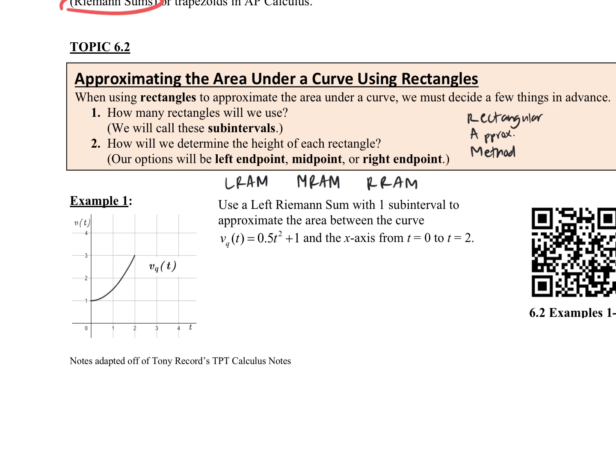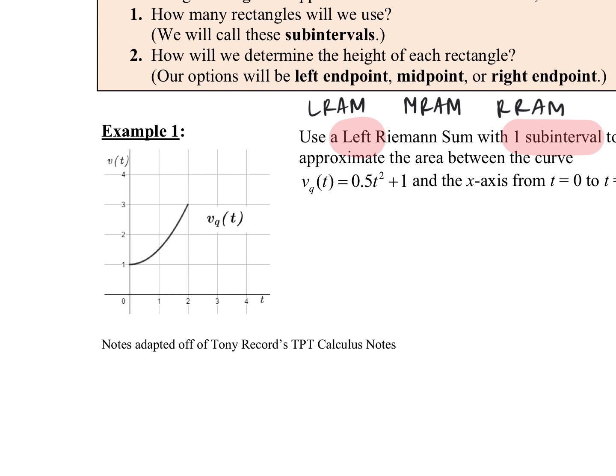So this first example says we're going to use the left Riemann sum, keyword being left, with one subinterval to approximate the area under this curve, and we're given the formula for the actual curve, from t equals 0 to t equals 2. So I only want one rectangle because it says one subinterval. And I'm going from the left-hand side, so I'm going to start at 0 for where my y value is. This point right here is going to be the top left of my rectangle. And my width is going to be 2 units, and my height is going to be 1.